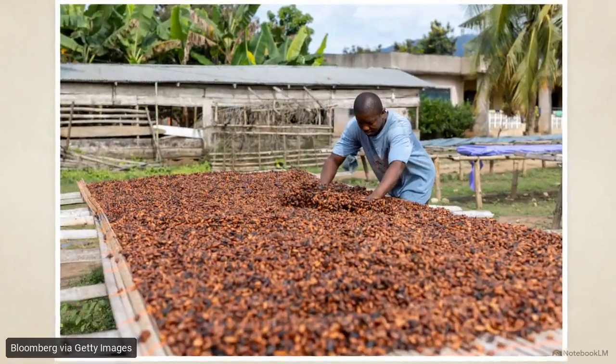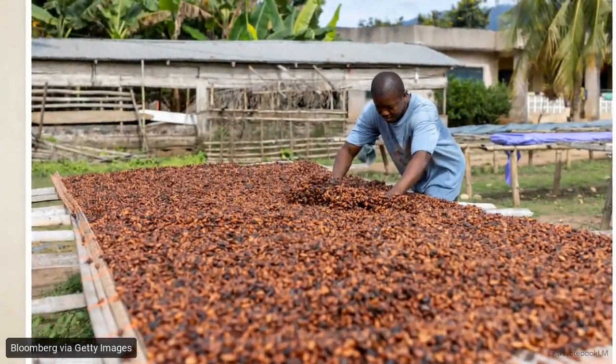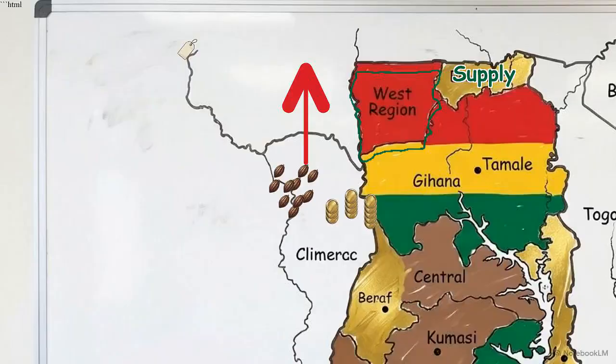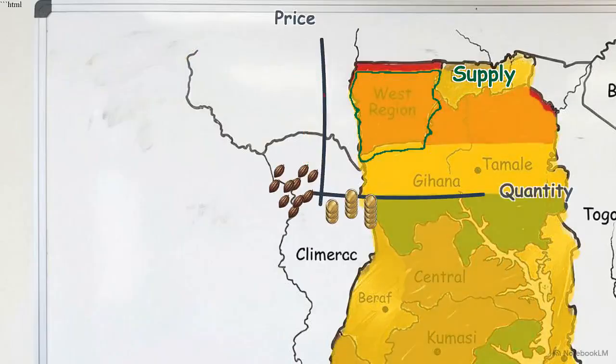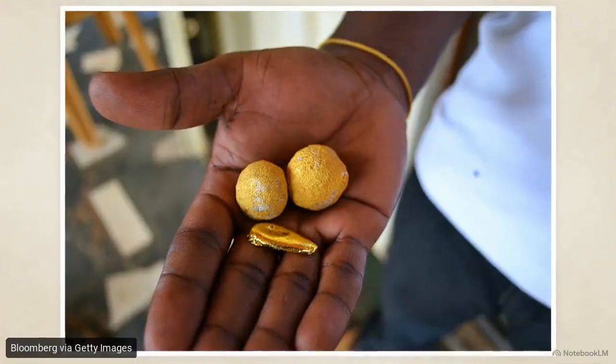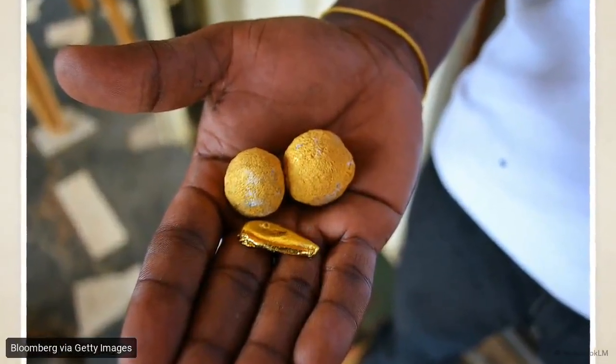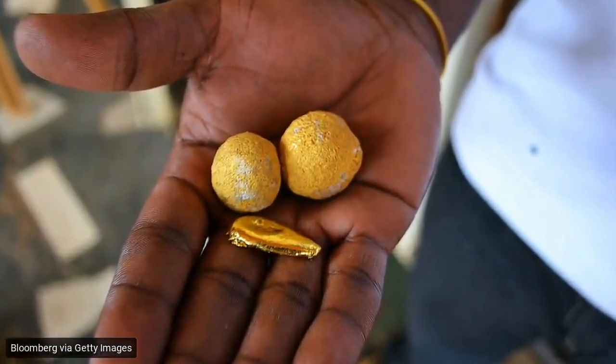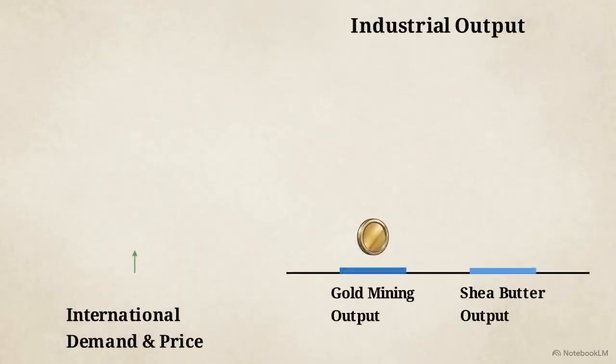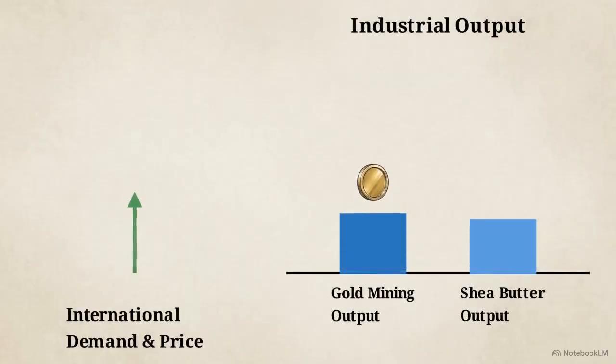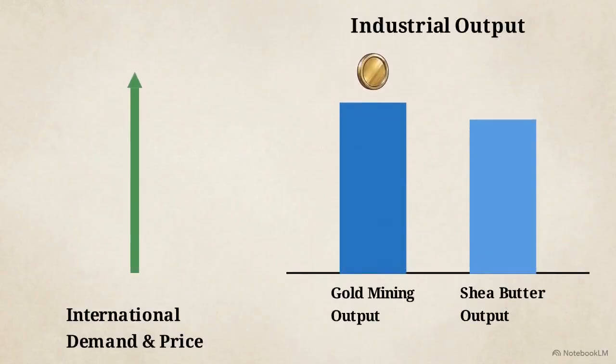This image of a farmer drying cocoa beans illustrates the law at a national scale. When global cocoa prices rise, Ghanaian farmers are incentivized to increase their harvest to maximize their share of that export revenue. This exact same principle applies to gold mining and shea butter production. Higher international demand and rising global prices lead these specific industries to intensify their activities and bring more products to market.